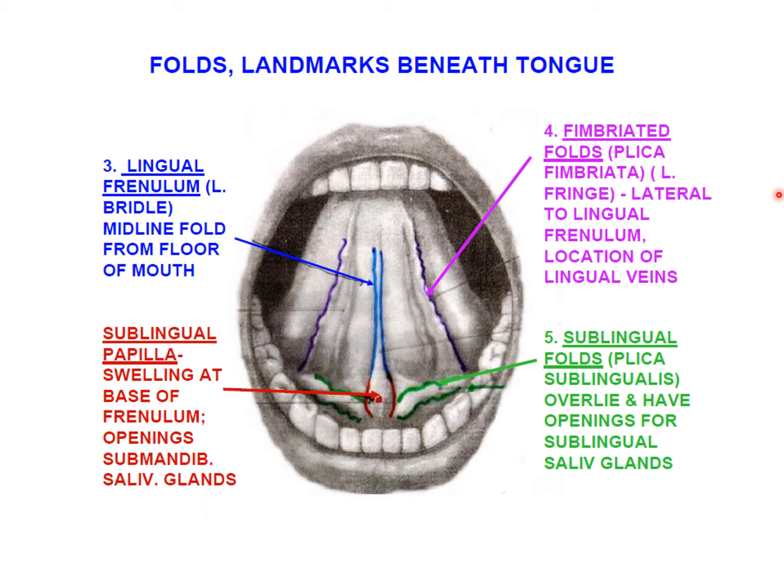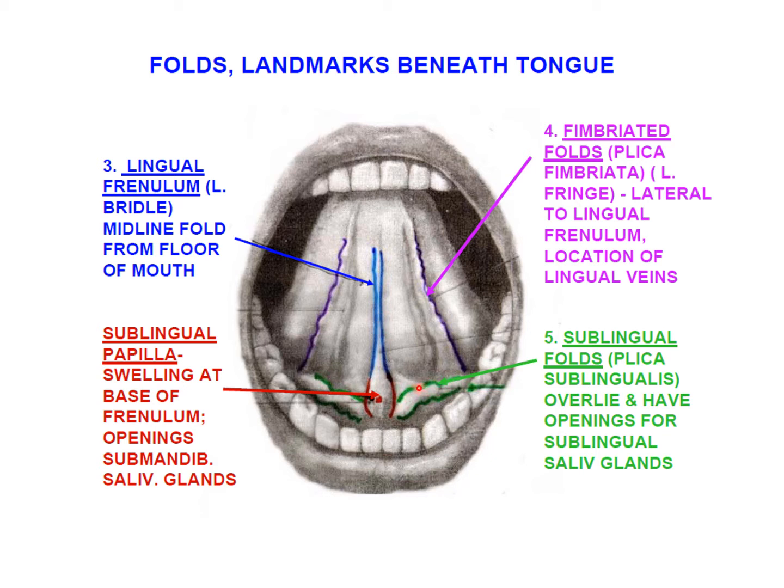So this image depicts the anatomical landmarks on the ventral surface of the tongue. So starting in the midline, you've got the lingual frenum, and lateral to the lingual frenum, you've got two more vertical folds of mucosa, which are known as fimbriated folds or plica fimbriata, and these indicate the position of the lingual veins.